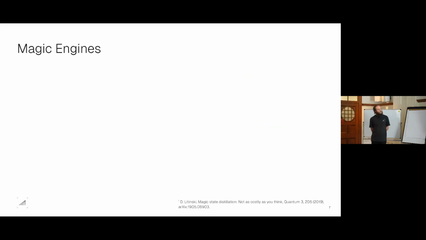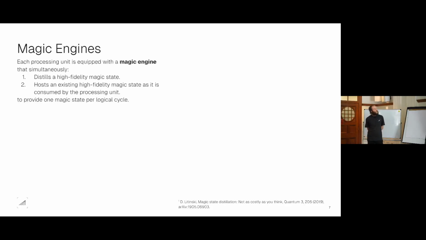So that's the processing units and their performance. The magic engines I'll introduce next. So far we've talked about how we do Pauli product measurements. As we talked about, we need a supply of T states as well to be able to actually do universal quantum gates here. So we've introduced this new concept of a magic engine.